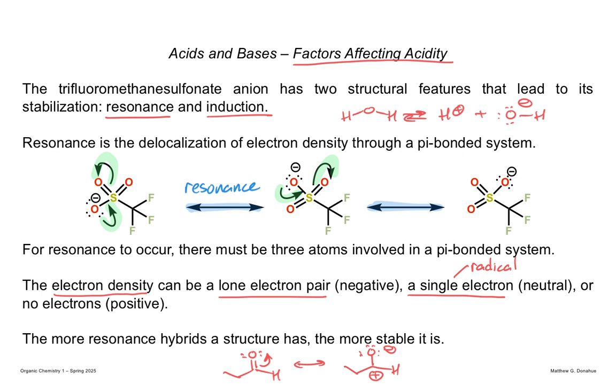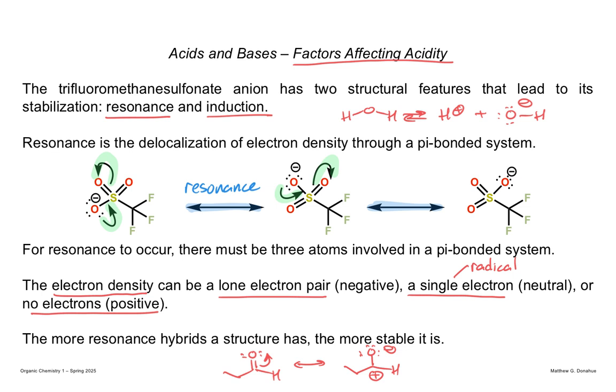And again, the arrows are different when we use the curved arrow formalism. Or you can have no electrons, and those are a different species. Those are called carbocations. So the more resonance hybrids that you can draw, the more stable it is. But keep in mind that resonance hybrids can contribute different amounts to the stability.